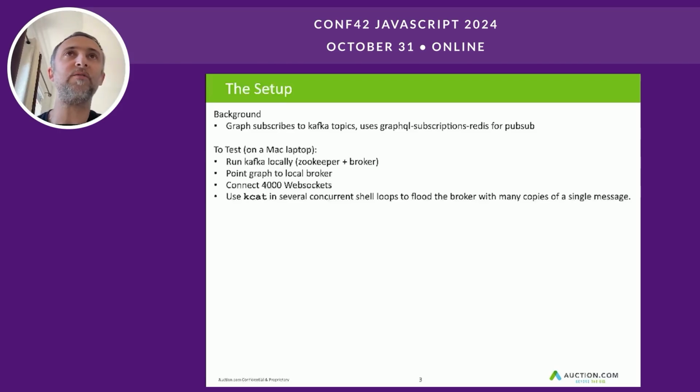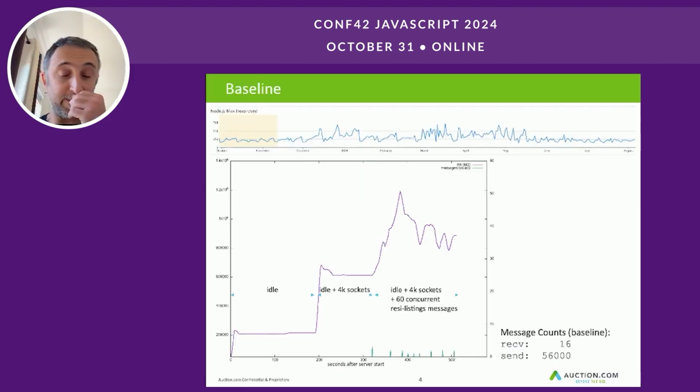To reproduce this out-of-memory condition, or rather to investigate ways of reducing memory consumption and improving performance in general, I set everything up locally on my Mac. Namely, I ran a broker locally, I ran Graph locally, I connected 4,000 WebSockets locally, and then I used KCat to flood the Graph with Kafka messages. There was only one message, but I sent it repeatedly to see where it gets hung up and what uses all that memory.